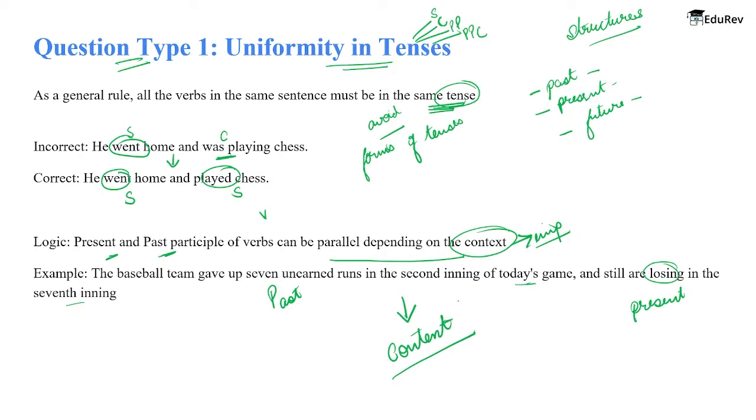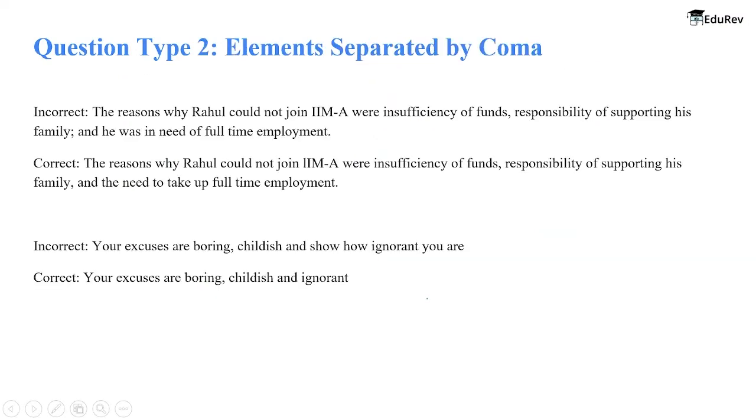Depending on the context, the sentence can have past as well as present participle of verbs. Gave up and are still losing. We have used past tense also and present tense also because of the context. So this is what uniformity in tenses means. Let's move on to the second question type, that is elements separated by comma.